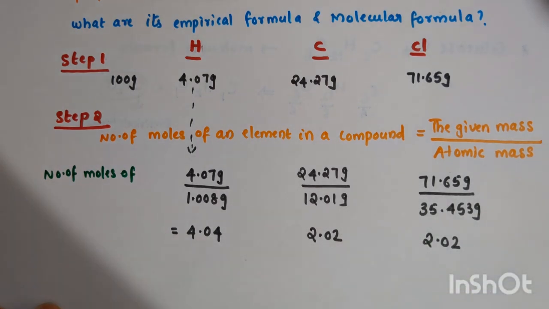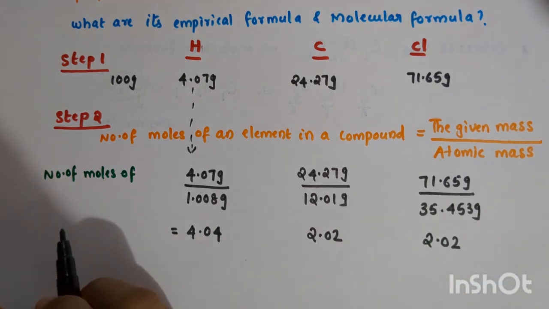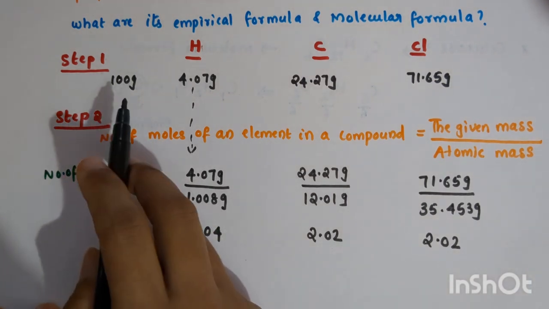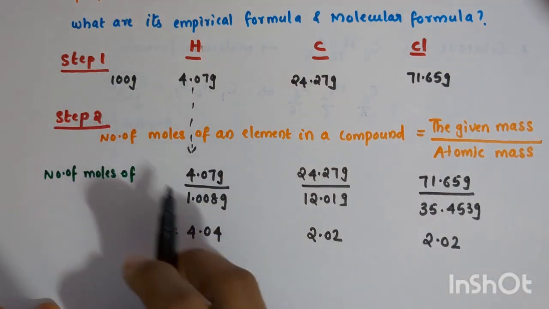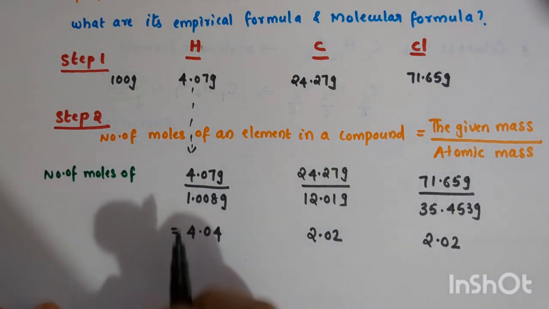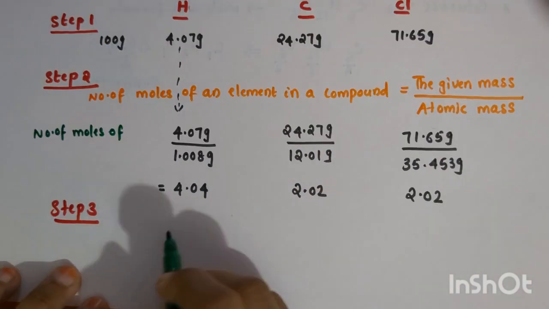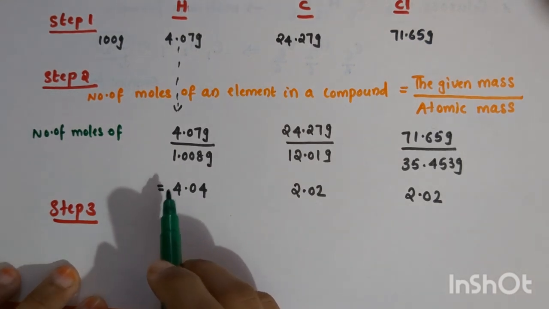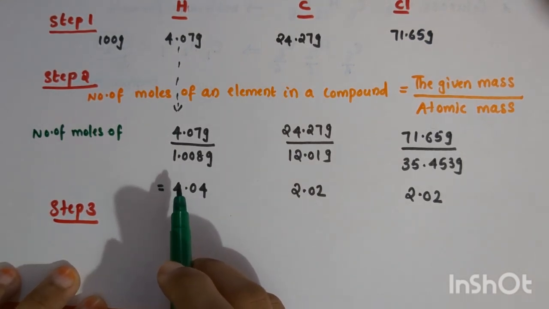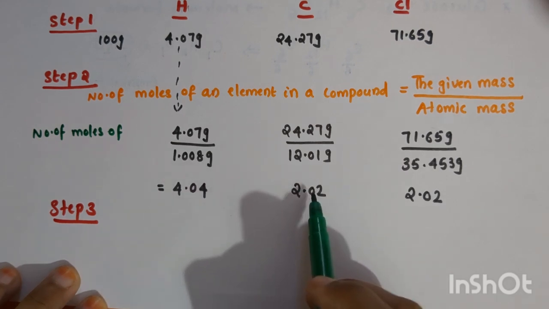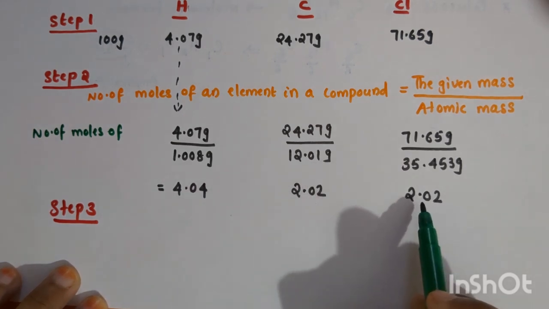Okay, so the second step is the conversion of that. In the first step we converted the mass percent into grams. Then in the second step, we converted that into the number of moles. So in the second step, we got the number of moles of each element. Number of moles of hydrogen is 4.04. Number of moles of carbon is 2.02. Number of moles of chlorine is 2.02.